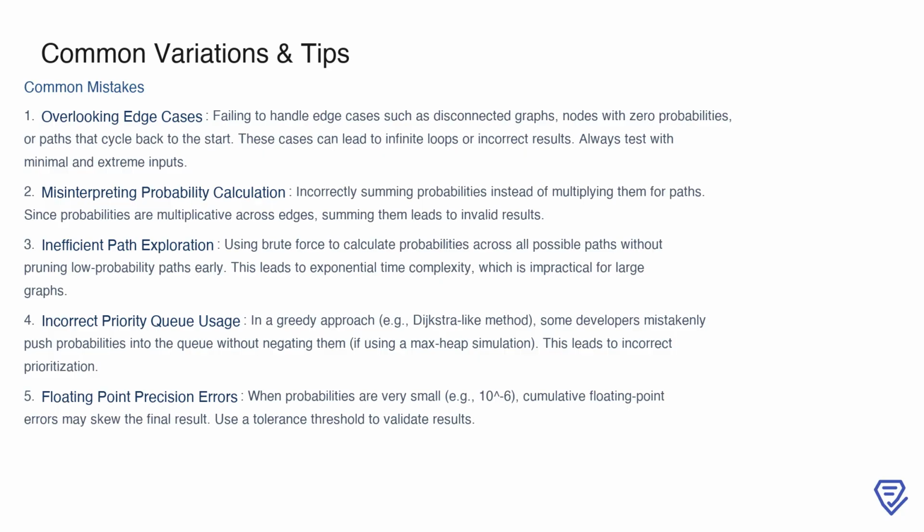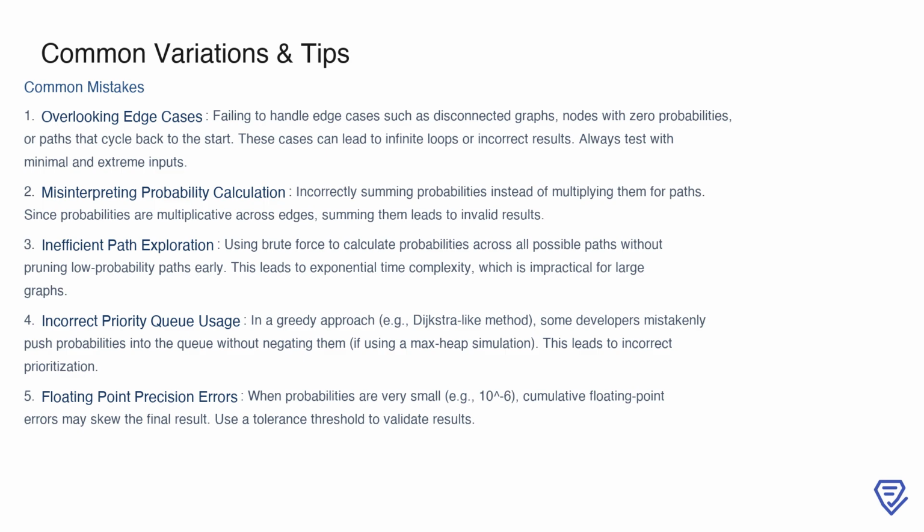Another common issue is misinterpreting how probabilities are calculated. Remember, probabilities multiply across edges rather than add. Summing them will produce invalid results. Efficiency is another critical factor. Using brute force to explore all possible paths might seem straightforward, but it's computationally expensive, especially for large graphs. To avoid this, you should prune low probability paths early.